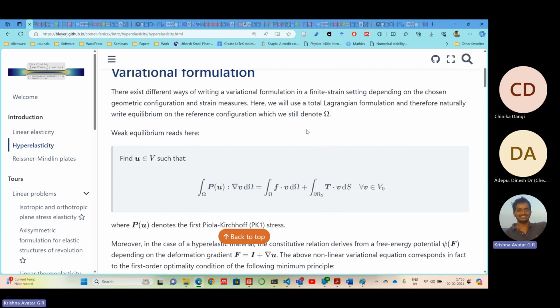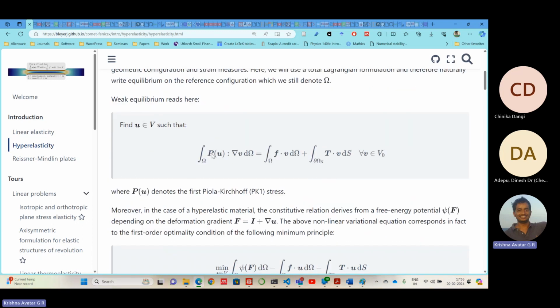So in this case, our weak formulation will be P doubly contracted with grad V d omega, and this is equal to F dot V d omega plus T dot V ds. Now, these terms on the right are the same. It's only the terms on the left that we see some different things come into the picture.